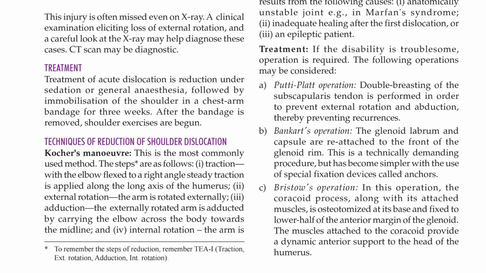Putti-Platt operation. Double breasting of the subscapularis tendon happens here; we will double breast the subscapularis. Double breasting of the subscapularis tendon is performed in order to prevent external rotation and abduction, thereby preventing recurrences. So by this way you are preventing the recurrences. We cut and suture it again so the distance will be shorter, so because of that external rotation and abduction is not happening.